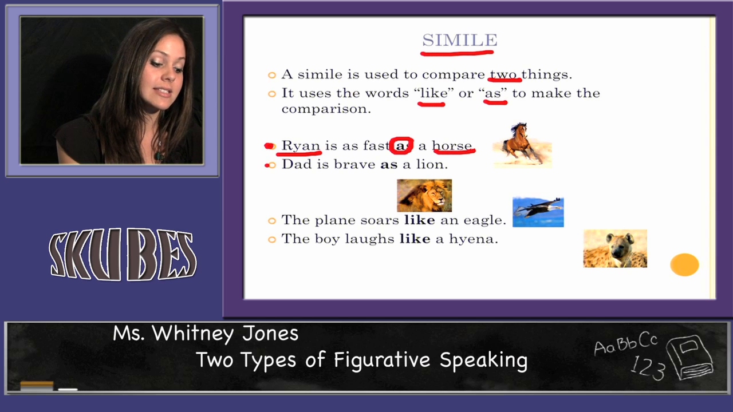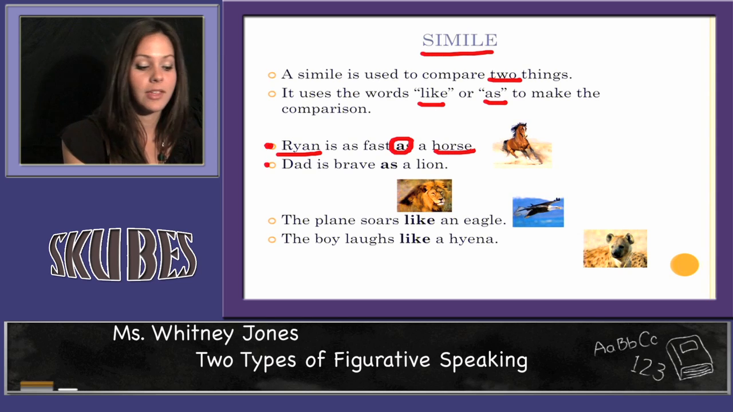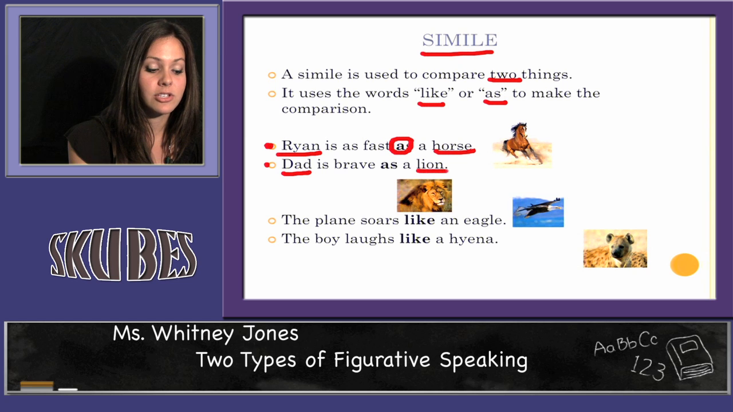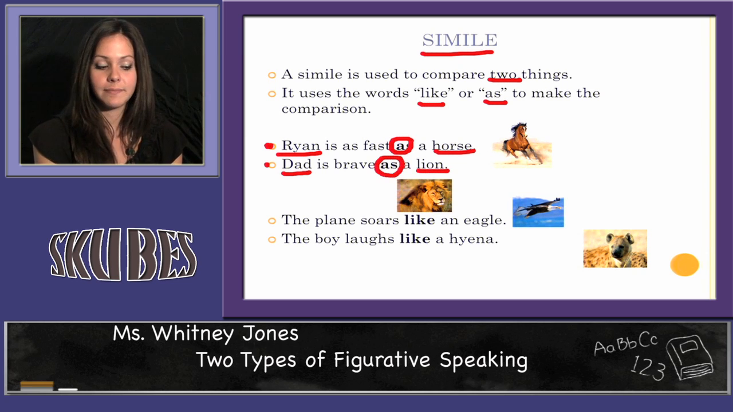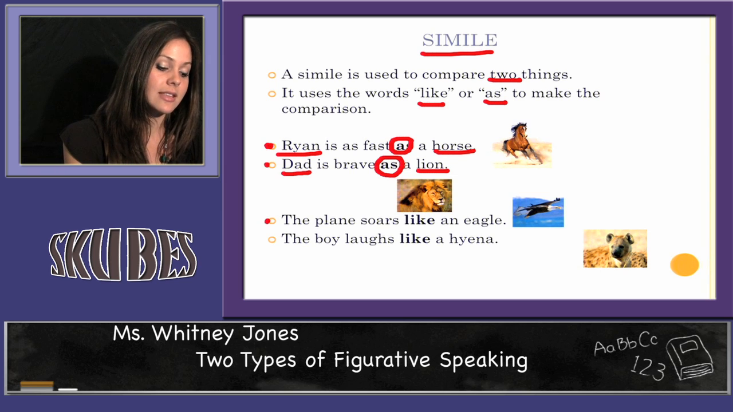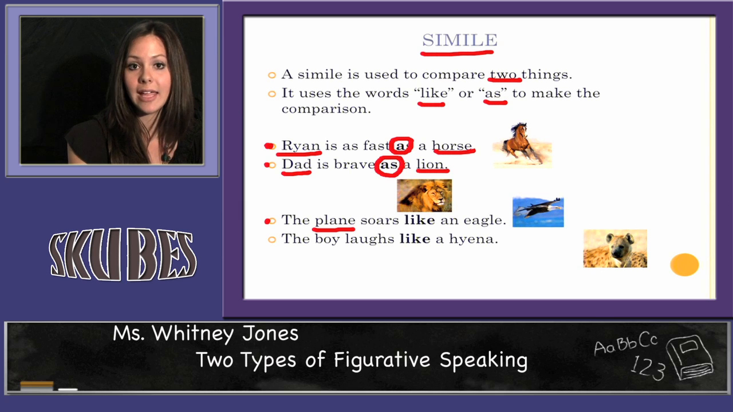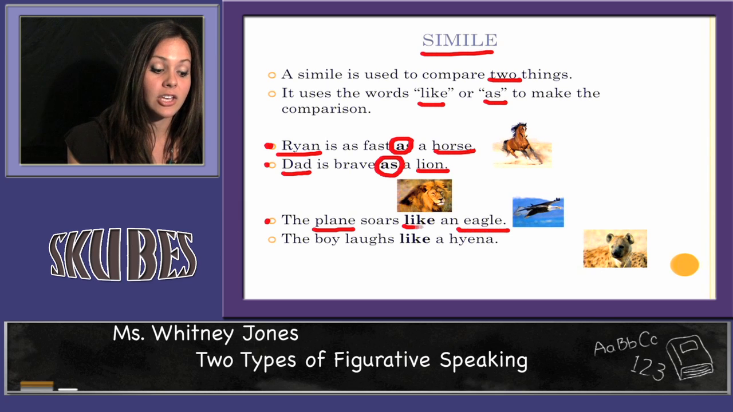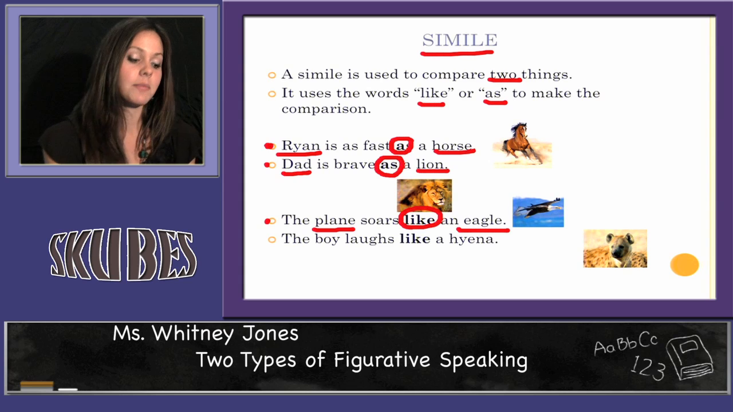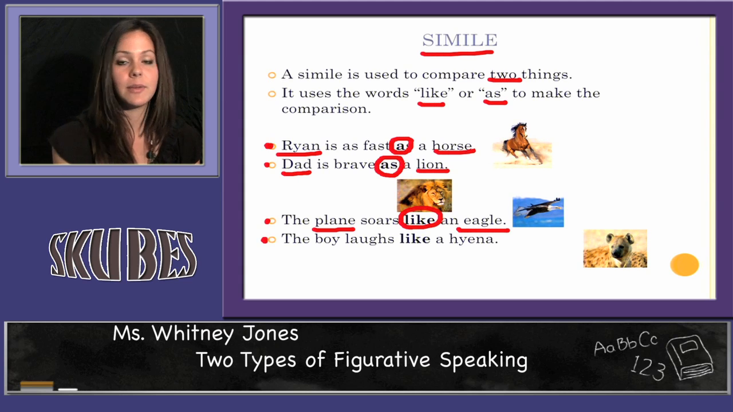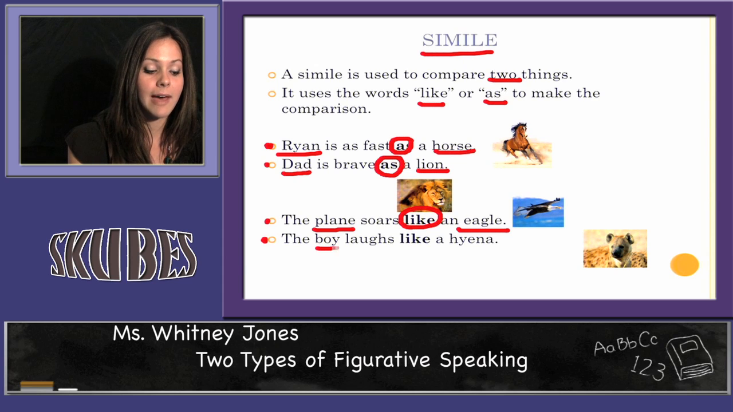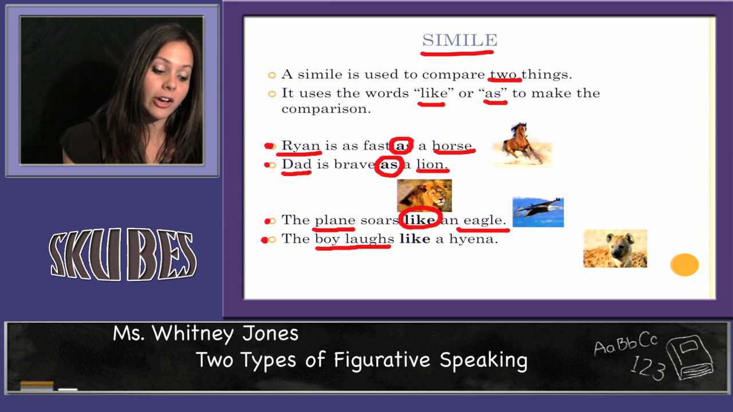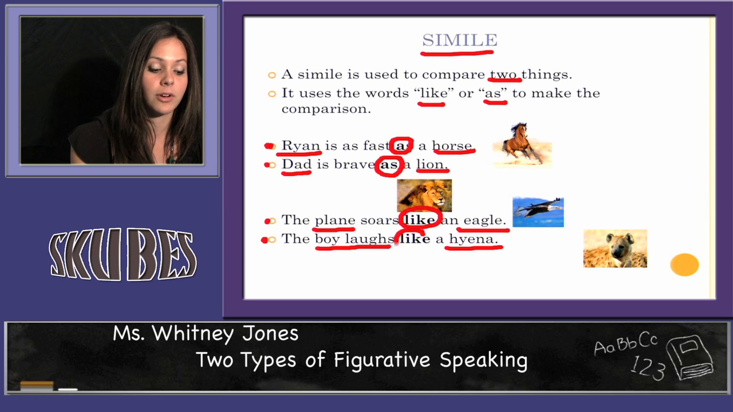The next one says Dad is as brave as a lion. We're comparing Dad to a lion, and we're using the word as to make the comparison. The next example says the plane soars like an eagle. We're comparing the plane to an eagle and using the word like to make the comparison. The last simile we have is the boy laughs like a hyena. We're talking about how the boy laughs and comparing it to a hyena with the word like.